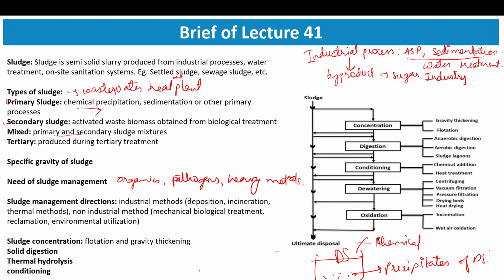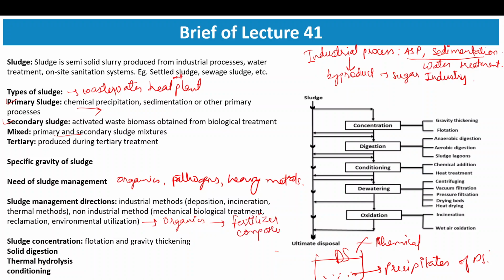Okay, so there are different ways of sludge management. For example, in industries, incineration and thermal methods are very common, while for non-industrial methods it could be biological treatment, reclamation, or environmental utilization. For example, if the sludge has organics, specifically biodegradable organics, in that case you can convert it into fertilizer or compost.